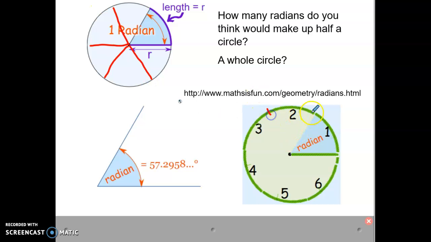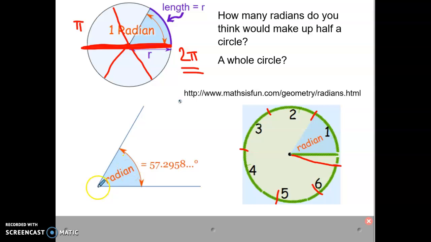Now actually it's not quite 3. It's actually a little bit more than 3, and then it is a little bit more than 6 as well. So what numbers do you know that are a little bit more than 3 and a little bit more than 6? Well, I hope you're thinking pi and then twice pi, or 2 times pi. So again, halfway would make up exactly pi radians, and then the whole way around the circle would make up 2 pi radians.